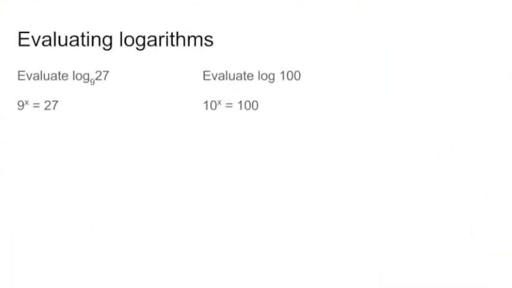Like I said, the other thing we're going to have to do is evaluate logarithms. So in this case, we're asked to evaluate log base 9 of 27. Basically, it's saying log base 9 of 27 equals what? There's actually a couple different ways you can evaluate it. Right now, I'm going to show you how to convert it to exponential form to evaluate it. So our base is 9, our x is unknown, because that's what the logarithm equals, and our y is 27. So we could rewrite this as 9 to the power of x equals 27.